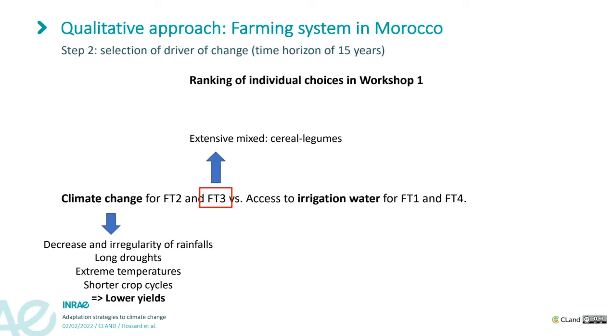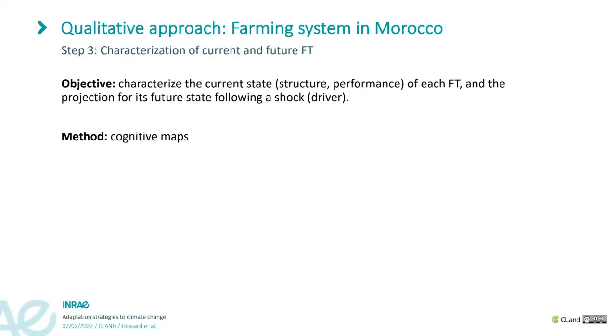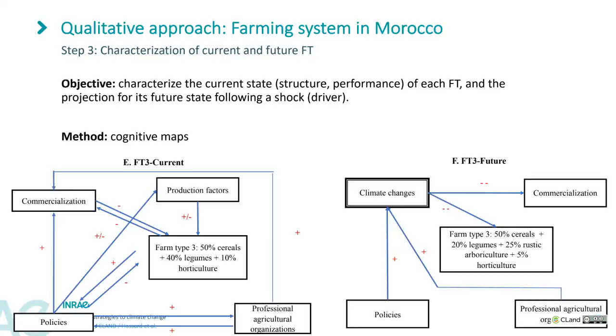Now I will focus on farm type 3 because of time. I will not show you all the results of the paper. You will have all the references later. The next step was to characterize the current and future farm types using cognitive maps. What are cognitive maps? Here I show you two examples.